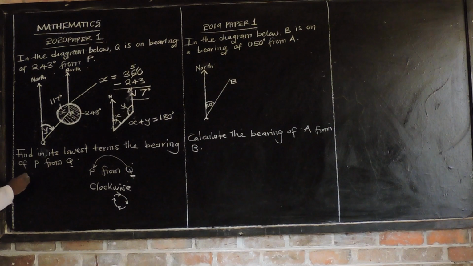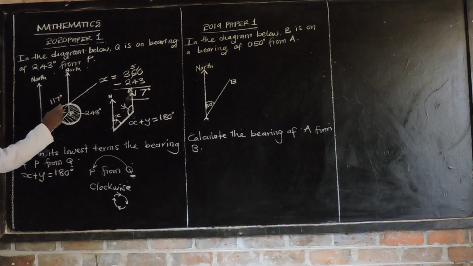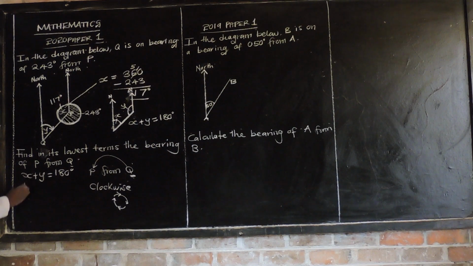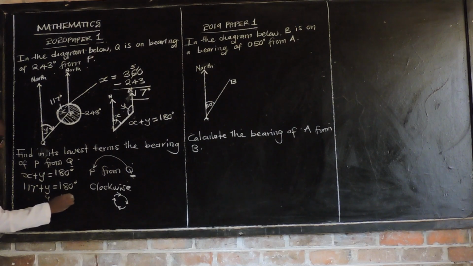So we know that x plus y is equal to 180 degrees. In this case we have x, which is 117. So 117 degrees plus y is equal to 180 degrees. For us to manipulate, just say y is equal to 180 minus 117. Okay? So it's 0 minus 7.